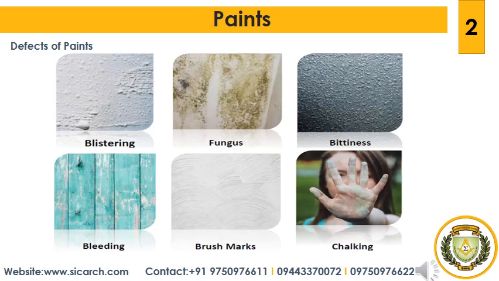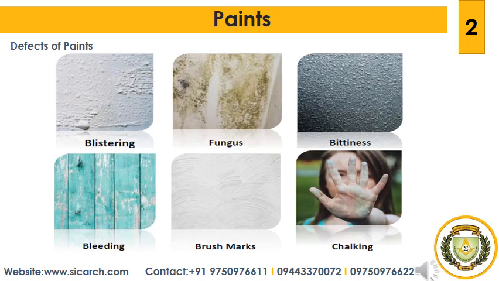The second one is bloom. In this defect, the formation of dull patches occurs on the finished polished surface. It is due to the defect in paint or bad ventilation. The third one is fading. The gradual loss of color is known as fading, and it is mainly due to the effect of sunlight on pigments of paints.